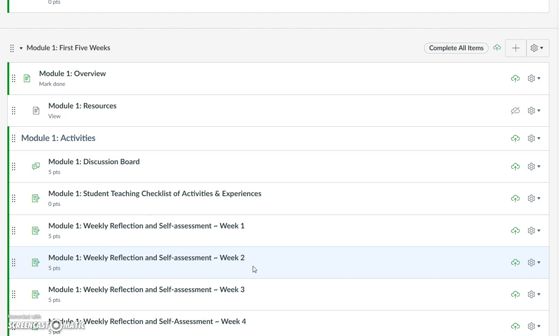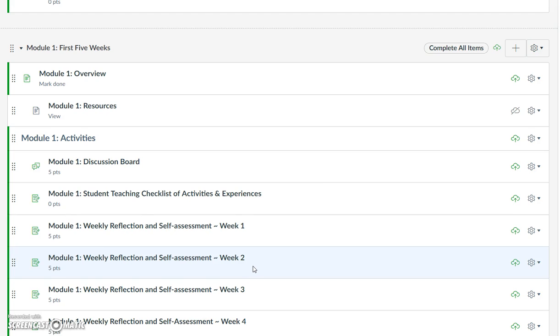Module 2 and 3 will be divided by 5 weeks. So Module 1 is the first 5 weeks, Module 2 is the second 5 weeks, and Module 3 is the third 5 weeks. It's organized by 5-week groupings to make it easier, so you know what's coming up and what types of assignments you'll be doing during each 5-week interval.